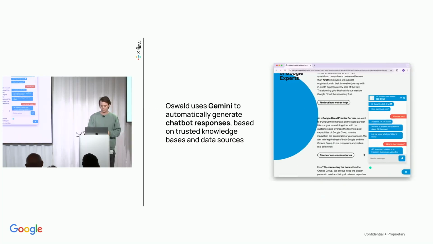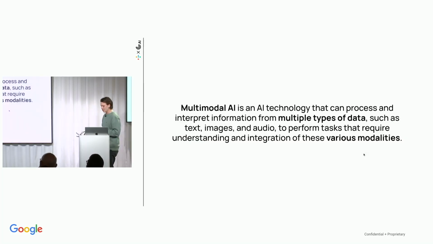To the third demo, which is in the context of multimodal AI, because Google talks a lot about the fact that Gemini is multimodal. What does it mean that an AI model is multimodal? Well, it basically means that the input can be any type of data. It can be images, text, audio, video, and the output can be any type of data too.